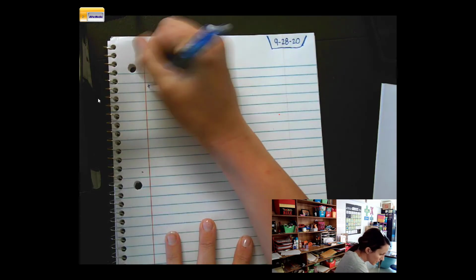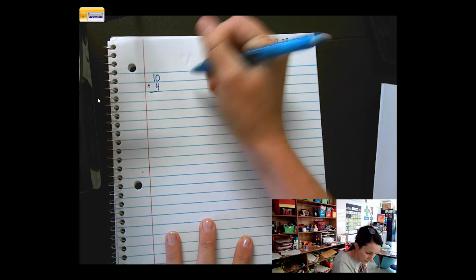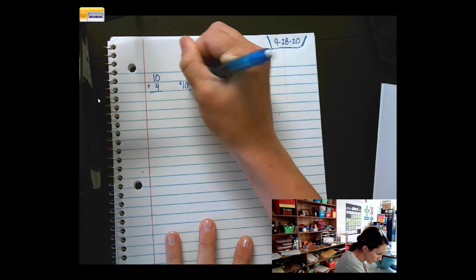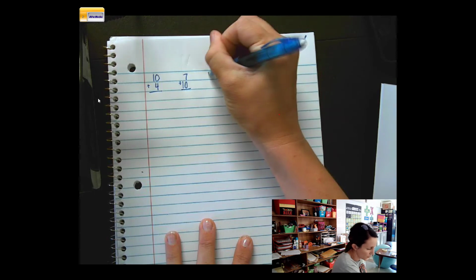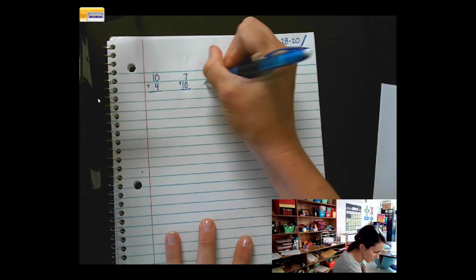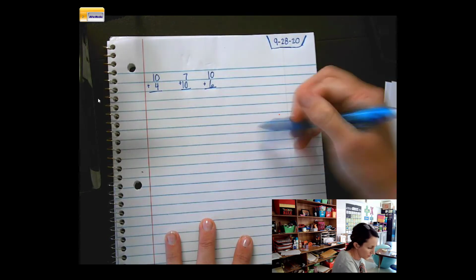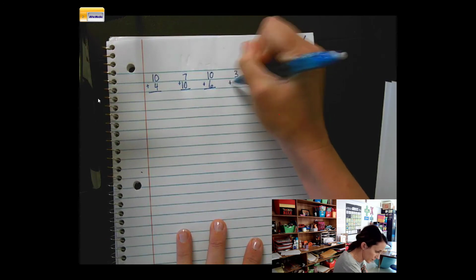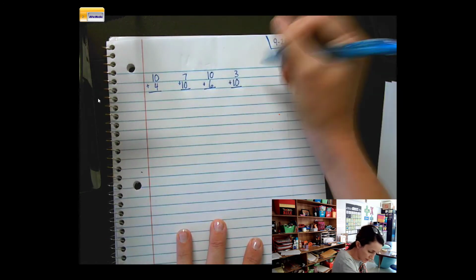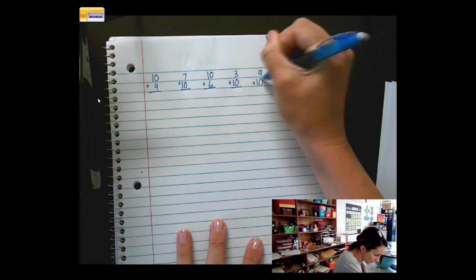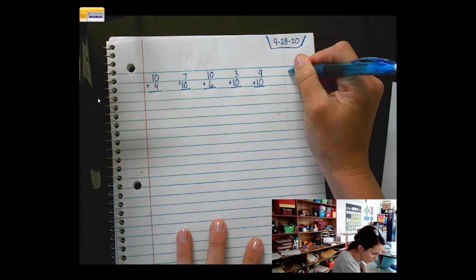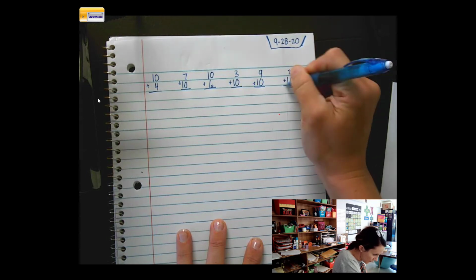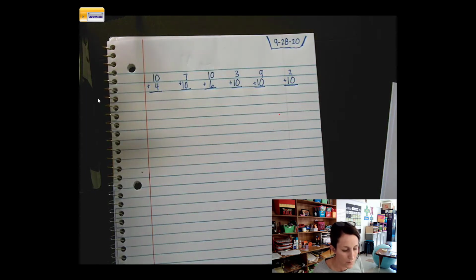So I want you to take a minute and I want you to write down these problems and solve them. 10 plus 4. I'm just going to write them across in a straight line. 7 plus 10. And you want to try to write in between the lines, not on top of the lines. I know some of us have bigger handwriting, and that's okay. But you really don't want to be just writing huge across the middle of your paper, or you're going to have to take like 3 pictures at the end if I ask for a picture that day. 3 plus 10, 9 plus 10, and 2 plus 10. I want you to pause the video and solve these problems.